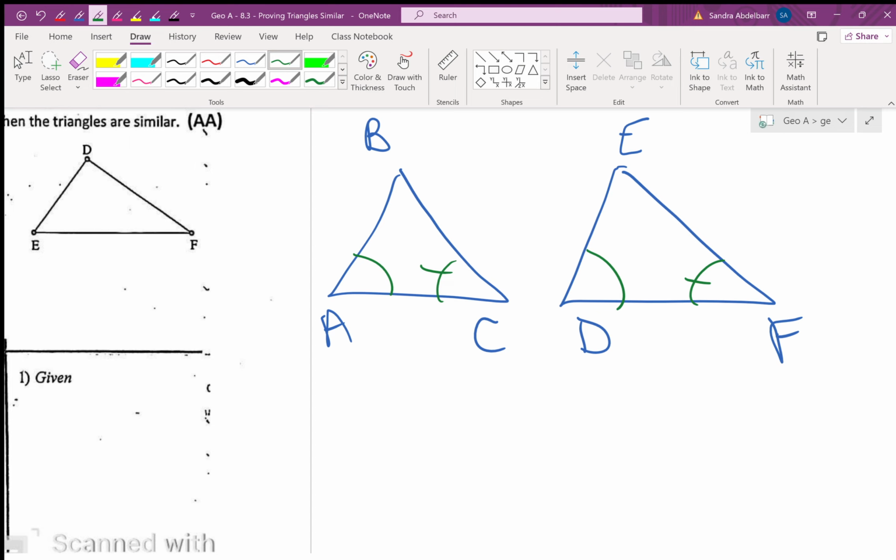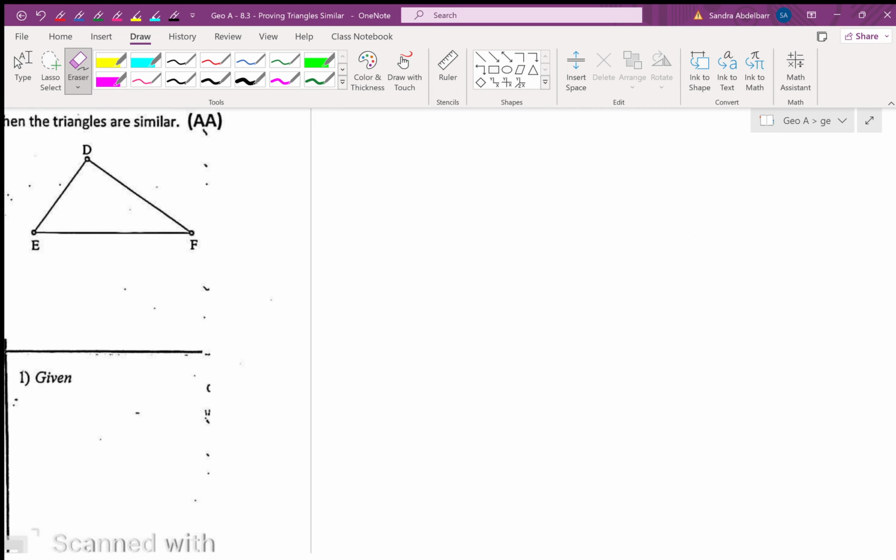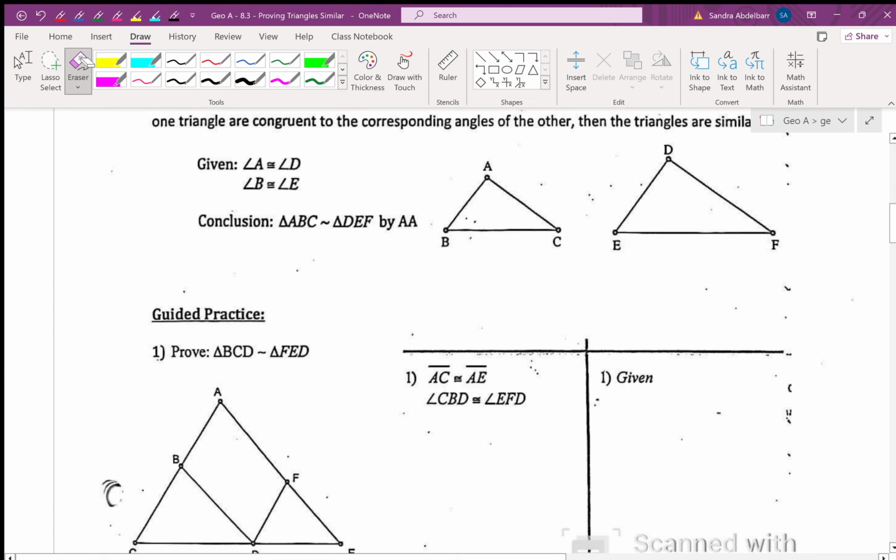So technically, the way to prove triangles similar is by angle, three angles. But the mathematicians are like, well, if you have two out of the three angles congruent, won't we always have the last pair of angles congruent? So two sets of angles is enough to prove the triangles similar. For example, if I tell you that angle A is congruent to angle D, and angle B is congruent to angle E, we can conclude that triangle ABC is similar to triangle DEF, and the reason would be AA.